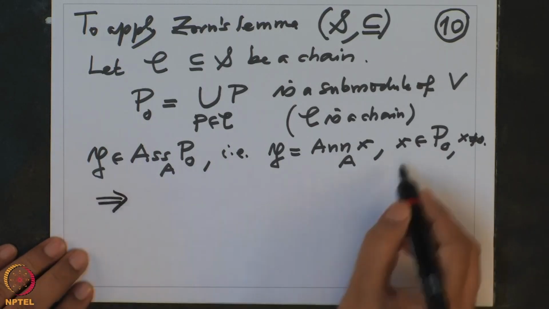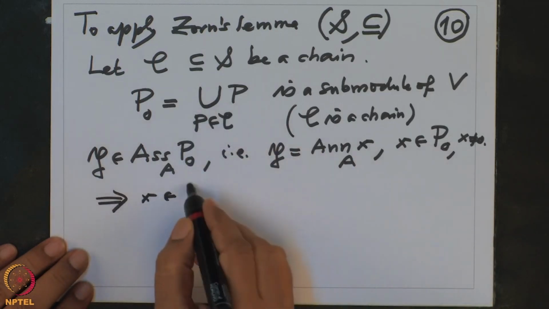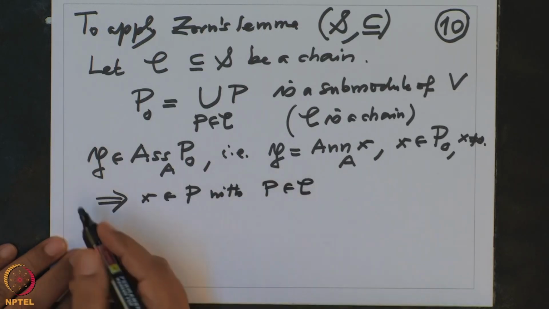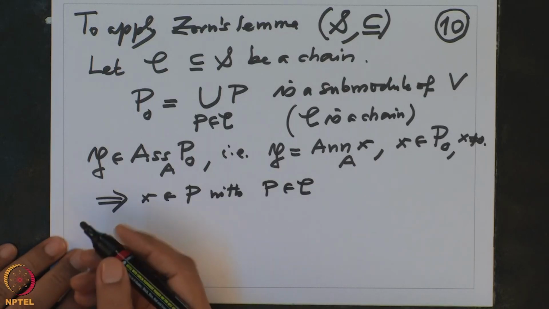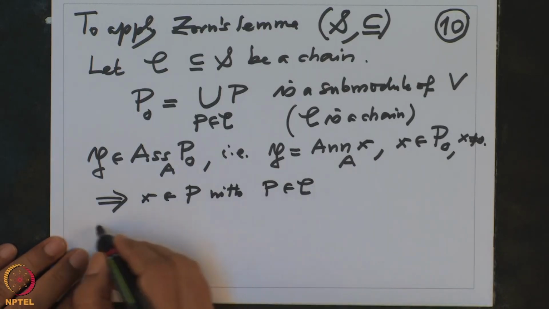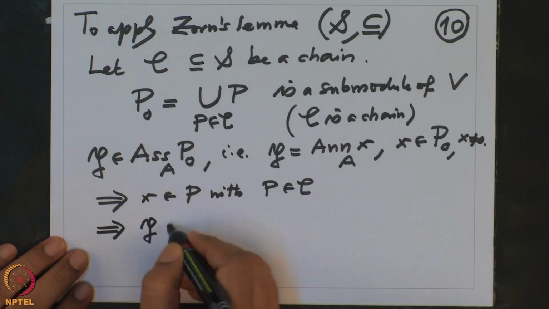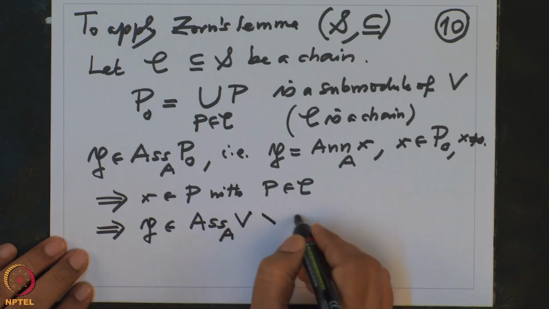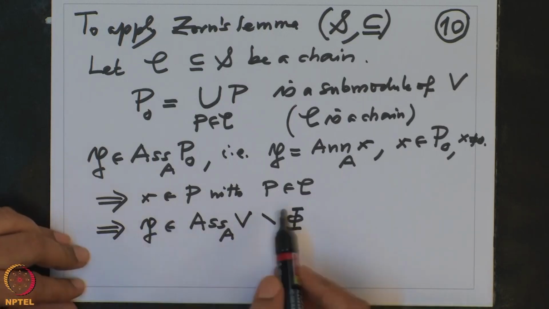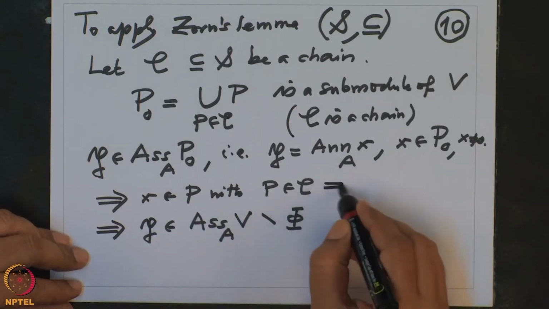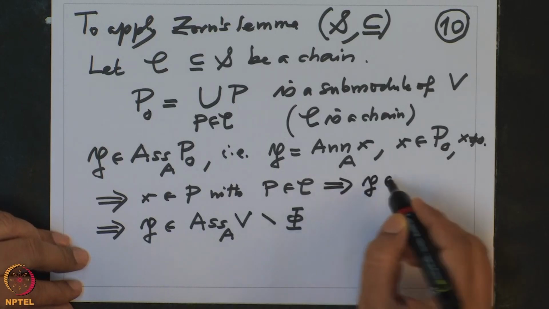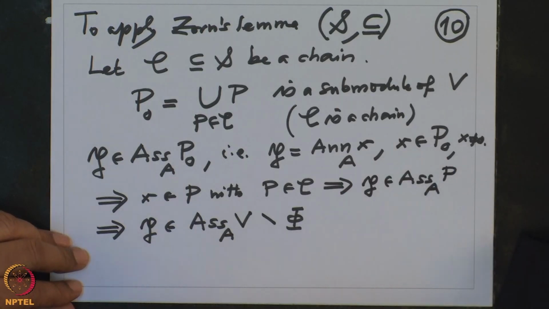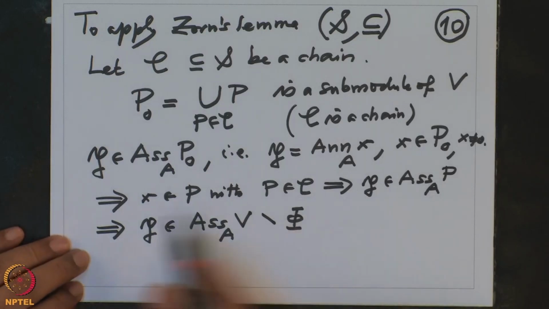So, that will imply, because this P0 is a union, X will belong to some P with P belonging to C, and therefore this small p will belong to the associated prime ideals of V minus phi, because this means that this P actually belongs to the associated prime ideals of P, but the associated prime ideals of P is contained in this set, therefore P is contained there.